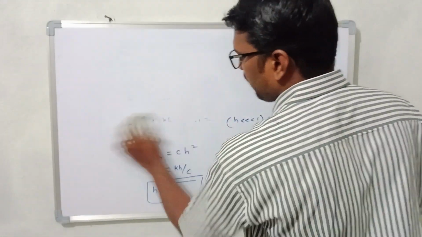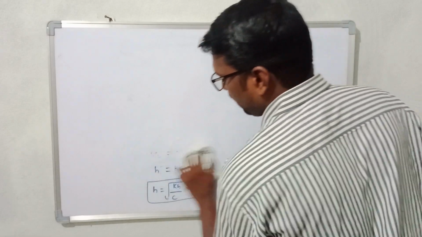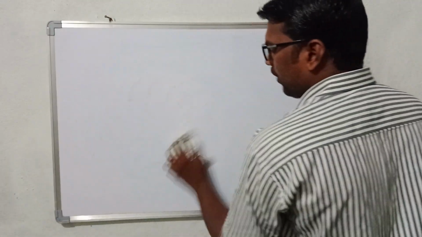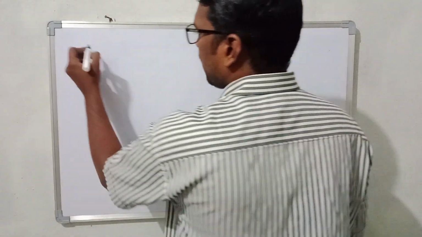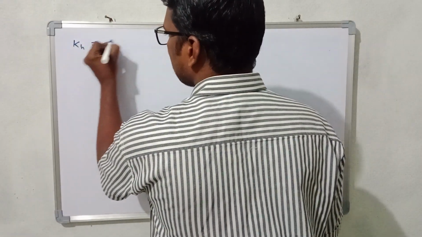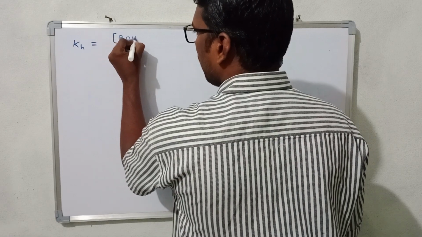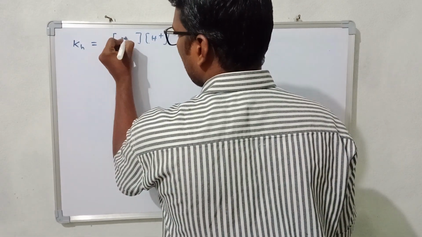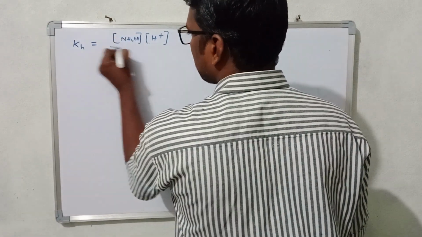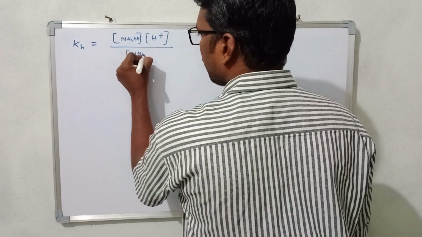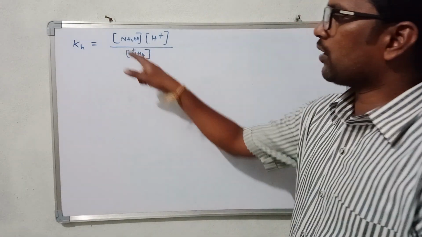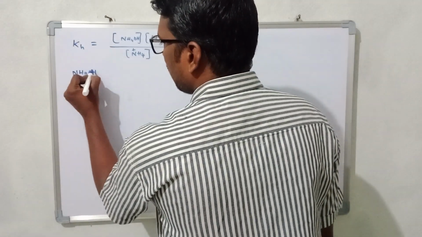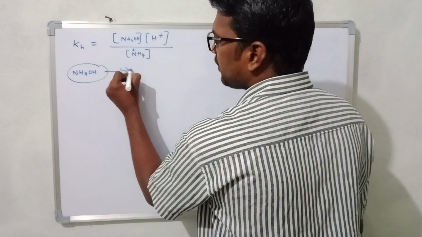For finding the pH value we use some relations. Now you can see what the relations are. If you write the formula for Kh, that is the hydrolysis constant, Kh is equal to [BOH][H+] by [B+], or here you take NH4+: Kh is equal to [NH4OH][H+] by [NH4+]. So product by reactant we write. Now we take NH4OH, it is a weak base.